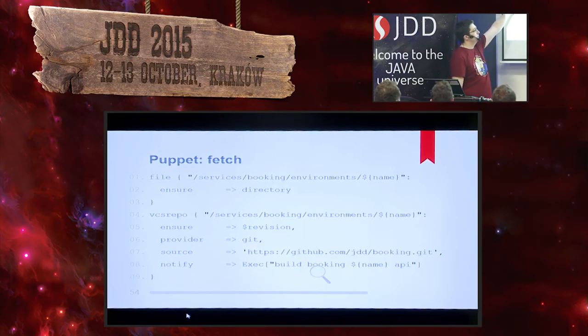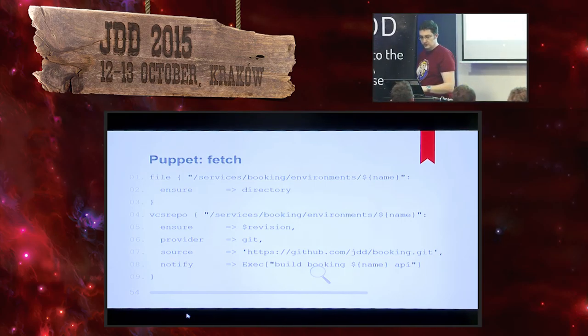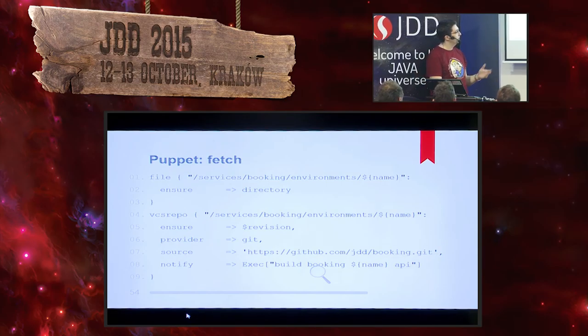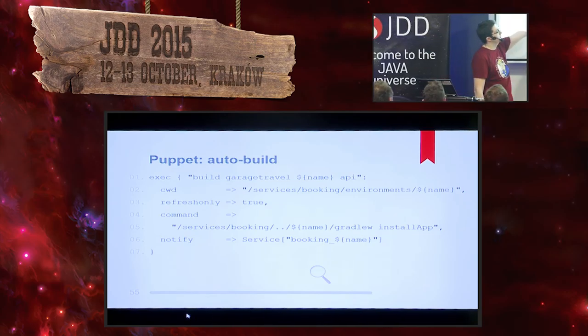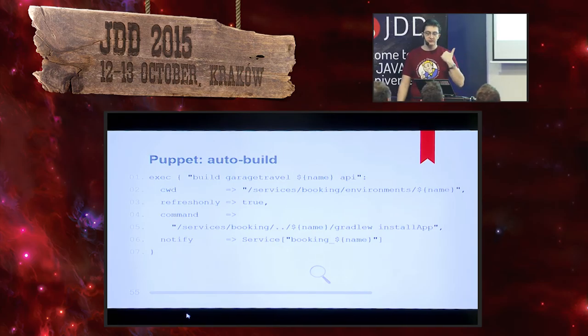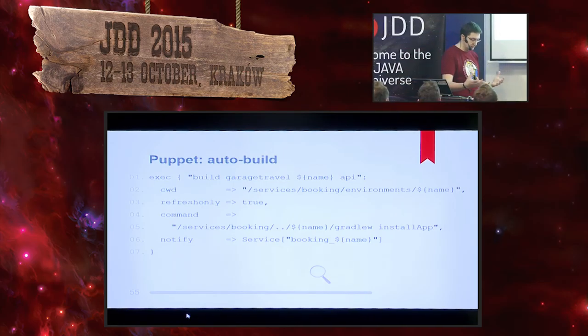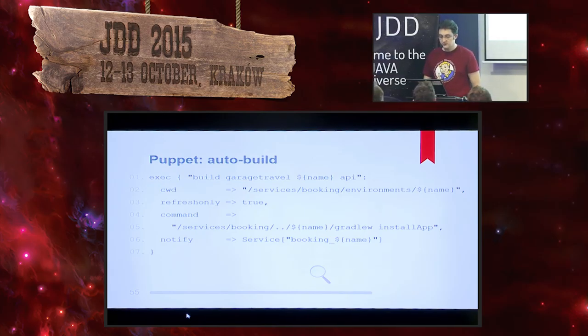So you check out a particular revision of your code, because you probably don't want to deploy the latest code to production because it's going to break. You want to be sure which one you can deploy. You can then execute the build and install the app. By using the application plugin from Gradle, you can create this bin script, a service script that you can use to start your service.